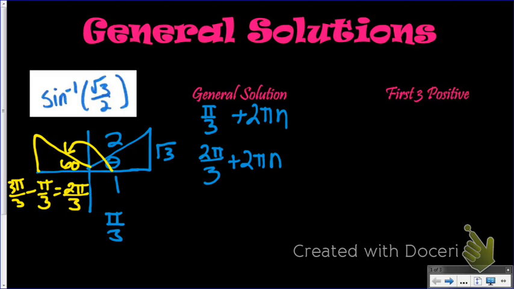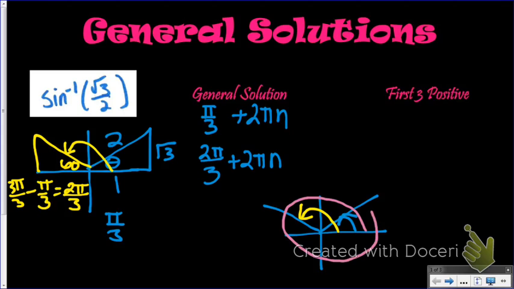So the other thing we need to do is find the first 3 positive solutions. So the general solution is all of them. The first 3 positive would be, there's my first one. Then if I go around again, I would hit the second one, and then the third one, I would go past quadrant 3 and 4, and then I would end back there. So those are my first 3.